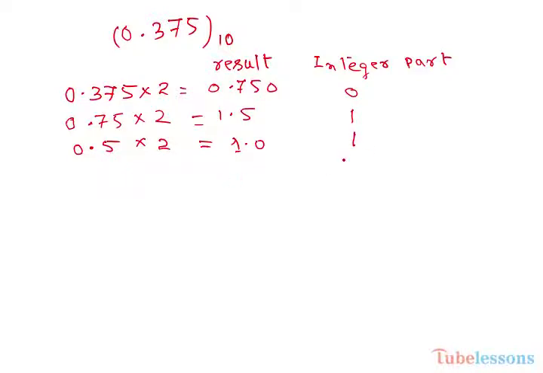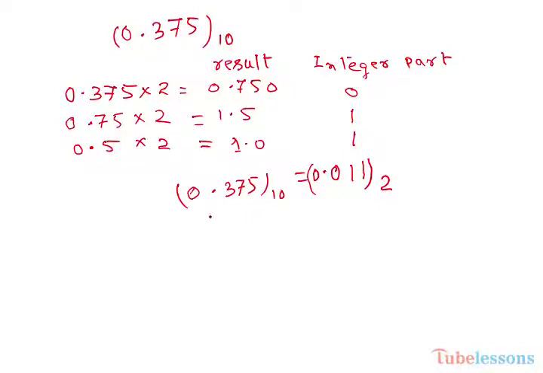So stop. The result is: 0.375 decimal is equal to, let's write out each resulting integer part from top to bottom. First 0, then 1, then 1. There will be a point. So this is the answer.